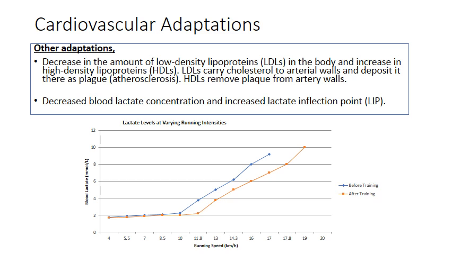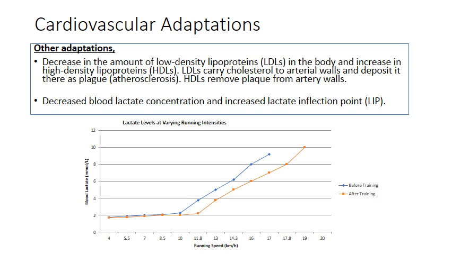Not so much performance related, but as a result of aerobic training, this is a bit more health related. You will decrease the amount of what we call low density lipoproteins and increase your amount of high density lipoproteins. So your low density lipoproteins are sort of your bad ones. They carry cholesterol and deposit that on the walls of your arteries, causing plaque to build up, which affects blood flow. Whereas your high density lipoproteins are your good ones. So what they do is they actually remove the plaque from the artery walls.